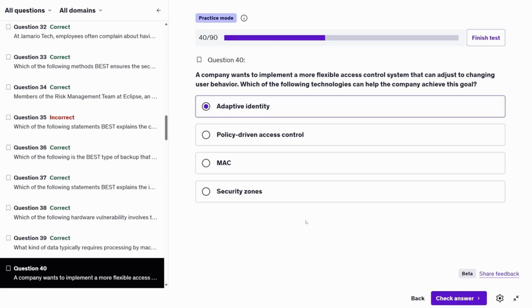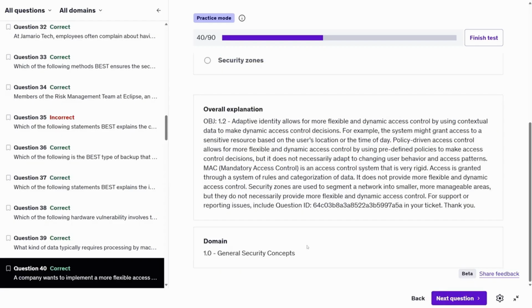The correct answer is A, adaptive identity. Adaptive identity allows for more flexible and dynamic access control by using contextual data to make dynamic access control decisions. For example, the system might grant access to a sensitive resource based on the user's location or the time of day. Policy-driven access control allows for more flexible and dynamic access control by using predefined policies to make access control decisions, but it does not necessarily adapt to changing user behavior and access patterns.